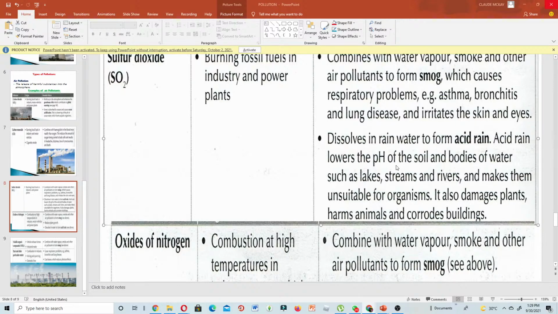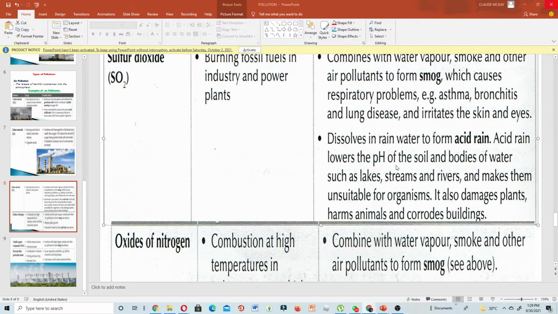Now, looking at the screen, the second point is saying that these gases can dissolve in water and form what is called acid rain. So let's say for example you're in the Mapen area and you plant some plants like tomato or sweet pepper. Whenever it rains and the water interacts with these gases, it forms something known as acid rain. So these gases combining with water will form acid.